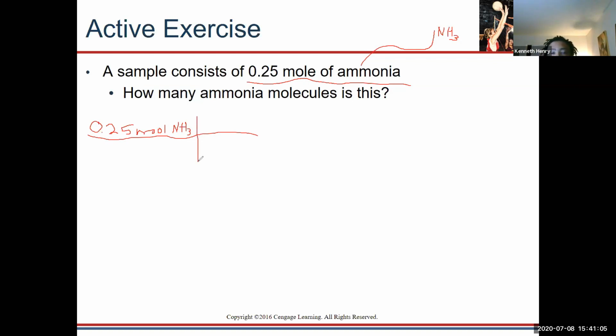Okay, so then, since we're trying to look for a mole, we're going to put down at the bottom 1 mole, and that's going to equal, at the top, 6.02 times 10 to the 23rd, because 1 mole equals that. And then after that, we just multiply.